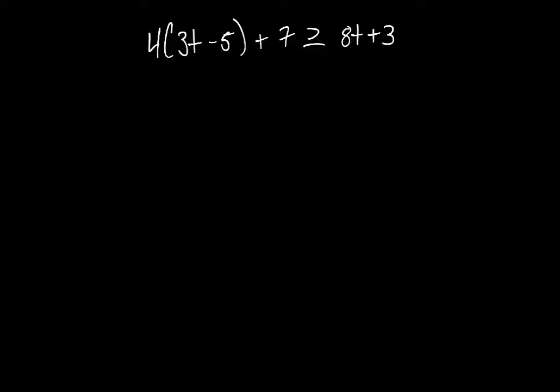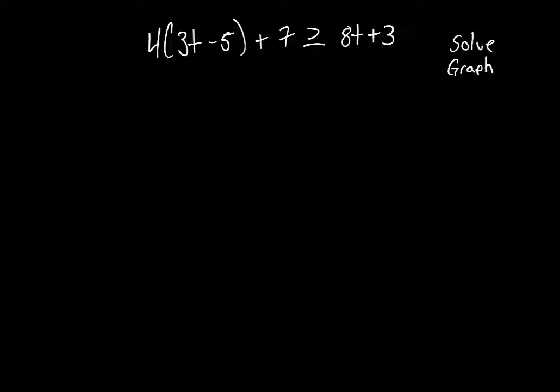So here's my inequality, and this is on the bottom of page 299. I have 4 times (3t minus 5) plus 7 is greater than 8t plus 3. And I am asked to solve and then graph on a number line. So we have to do those two things. So let's get to solving this thing first.